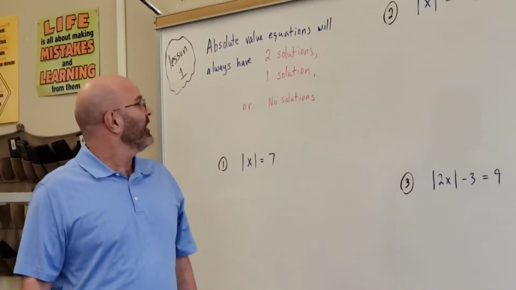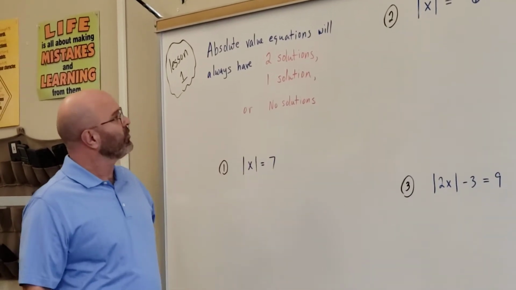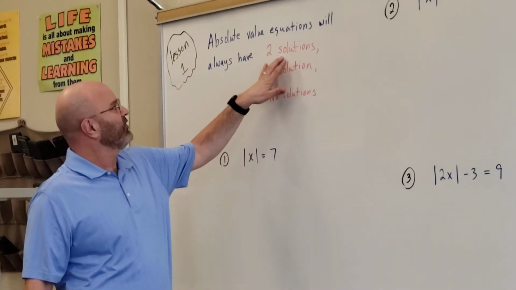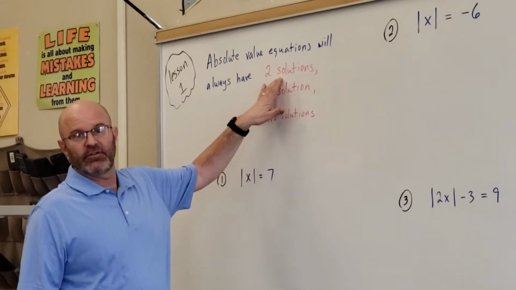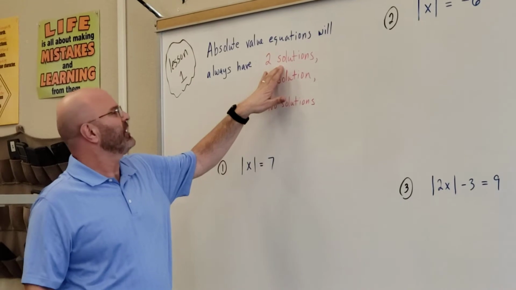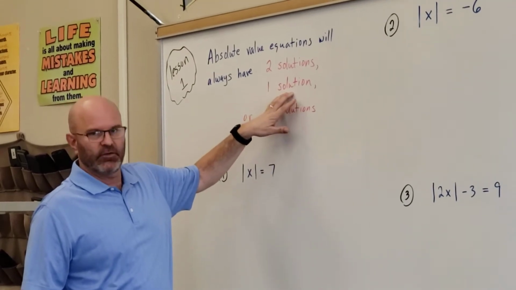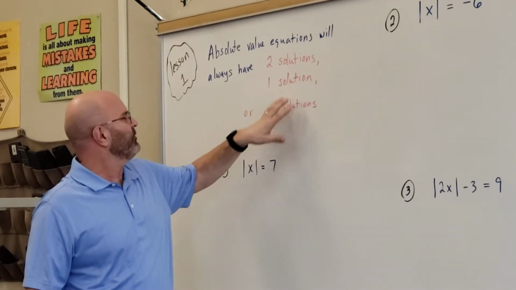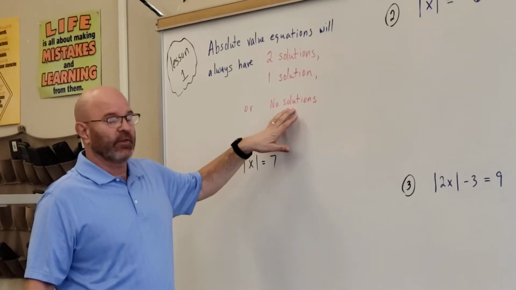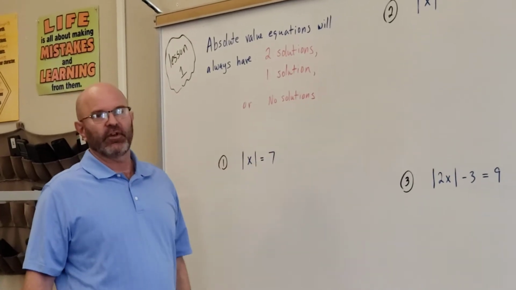The first thing we need to bring up is that it is normal, and we should expect, an absolute value equation to have 2 solutions. That doesn't happen every time. There's also a possibility of 1 solution, and there's also a possibility of no solutions. So that's what I'll be demonstrating in the next few examples.